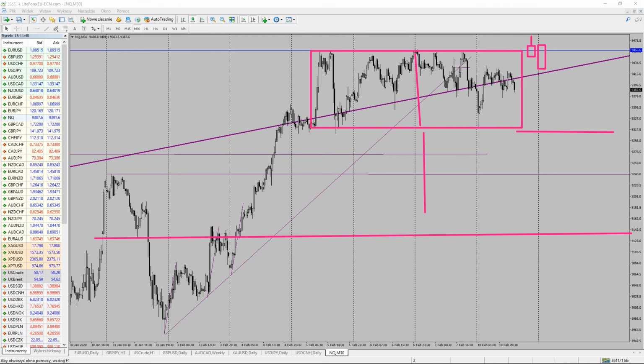So that's it from me, guys. Four instruments: pound dollar, pound yen, euro dollar, and NASDAQ. That's what I'm going to watch at the beginning of the New York session. There might be some changes.